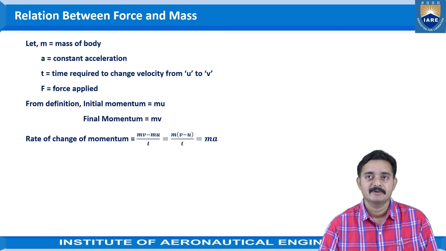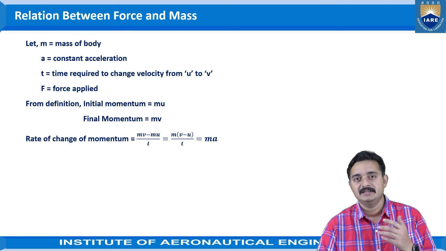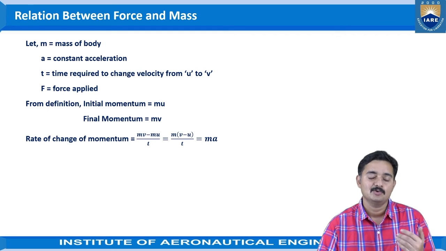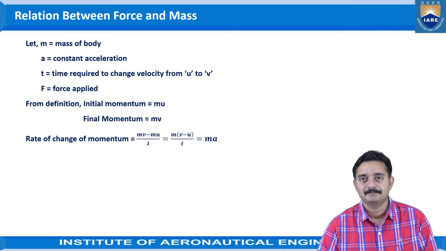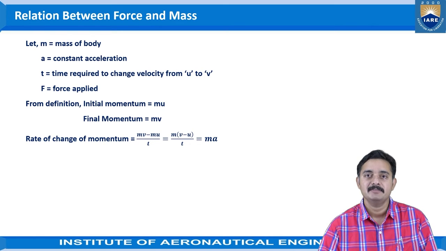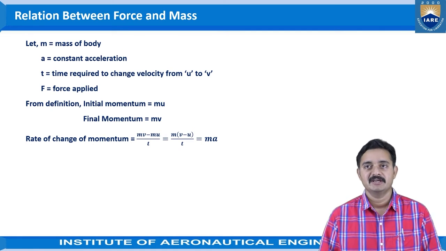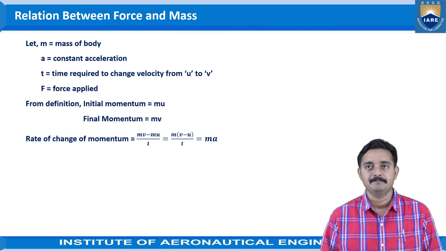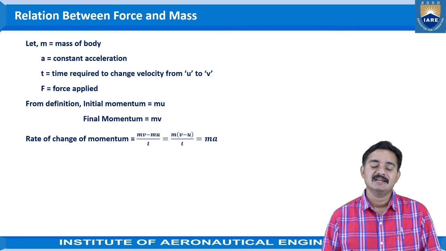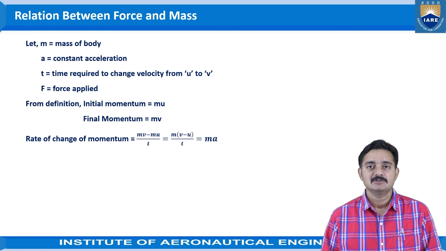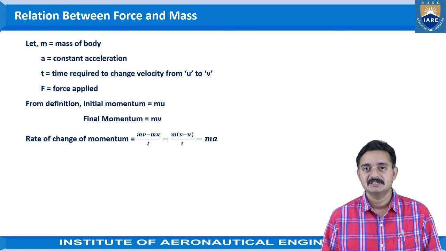Now the rate of change of momentum is nothing but the difference in momentum from final to initial with respect to time. It is given as mv minus mu by t, that is equal to m into (v minus u) by t, where we are taking the mass m common. So (v minus u) by t is treated as the acceleration, as we know, which is the rate of change of velocity.